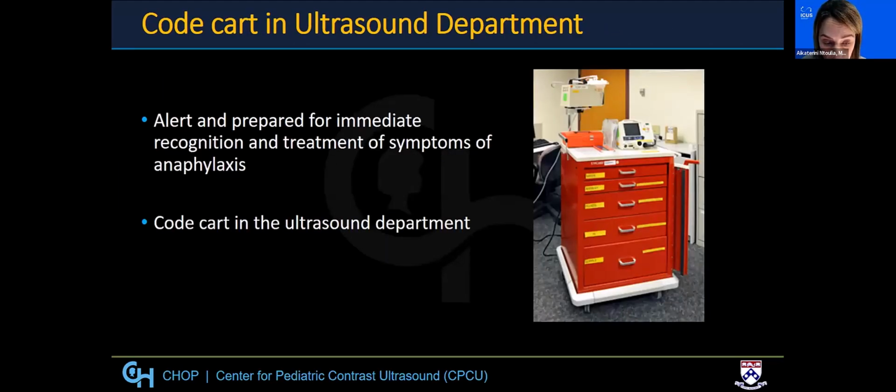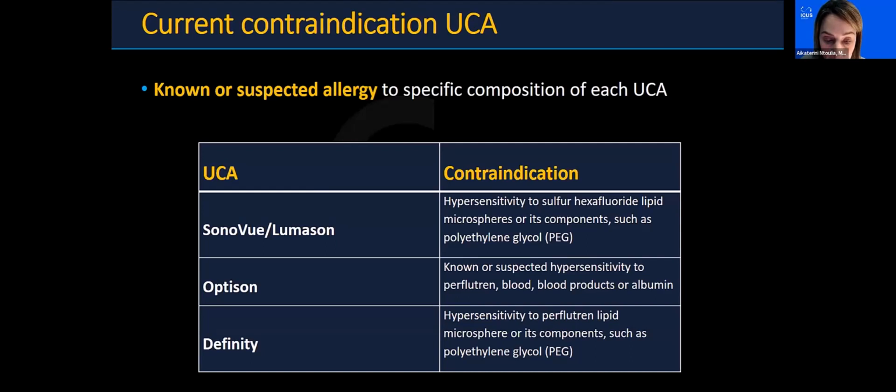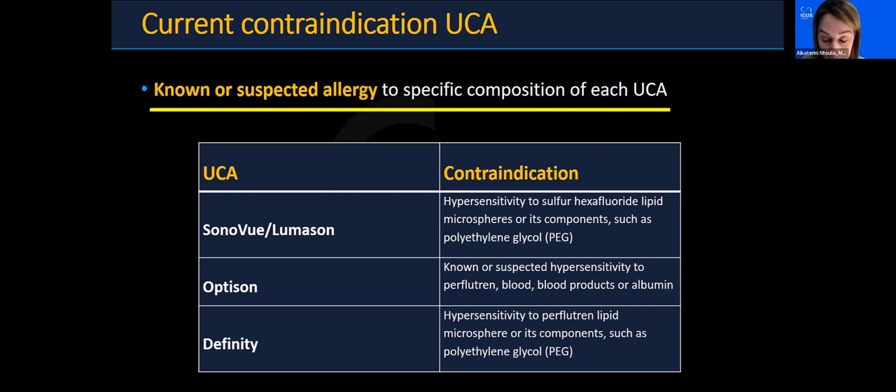Since serious adverse events, including anaphylaxis, may occur during intravenous use studies, pediatric radiologists and ultrasound staff involved in CUS examination should be alert and prepared to recognize and treat symptoms of anaphylaxis. To facilitate immediate management, a resuscitation card should be in the vicinity of the ultrasound units where CUS examinations are performed. Regarding the contraindications, the only current contraindication of all ultrasound contrast agents is known or suspected allergy related to the specific composition of each ultrasound contrast agent. Therefore, ultrasound staff should be aware of the composition of the particular contrast agent that is used in their department and should review allergies with patient and caretakers prior to the exam.